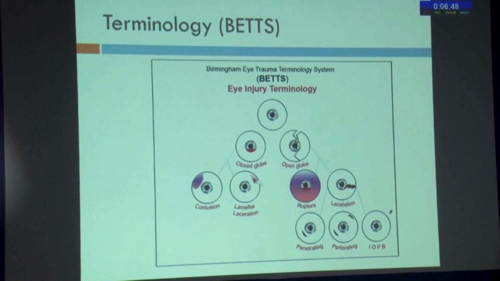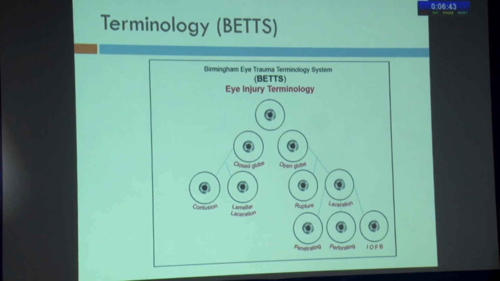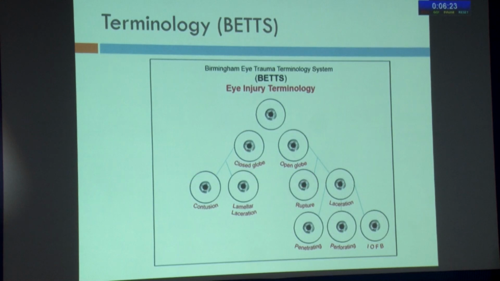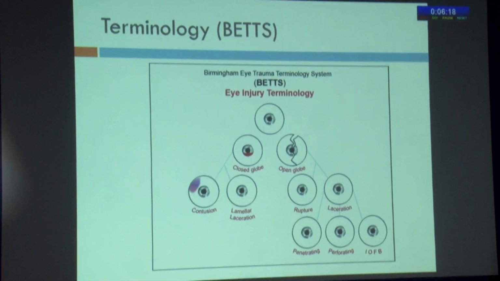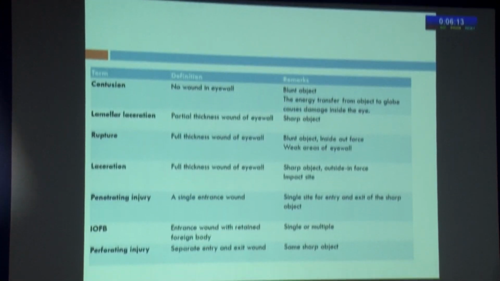It was in 1996 that the Birmingham Eye Trauma Terminology System, shortly known as the BETT classification, was introduced. According to that, the eye wall is defined as sclera as well as cornea. A closed globe injury is when there is a partial thickness injury to the eye wall, and an open globe injury is when there is a full thickness injury to the eye wall. Closed globe injury can be further divided into contusion and lamellar laceration, whereas open globe injury can be divided into rupture and laceration. Laceration can further be divided into penetrating injuries, perforating injuries, and intraocular foreign bodies.